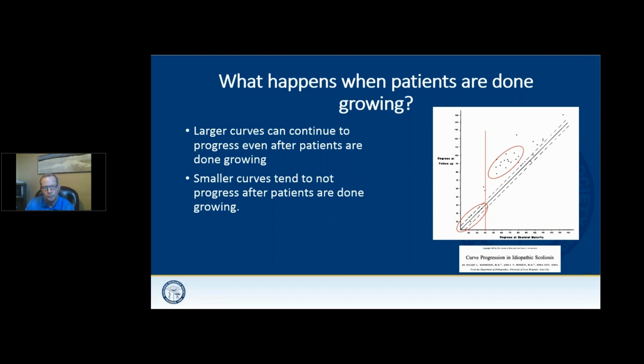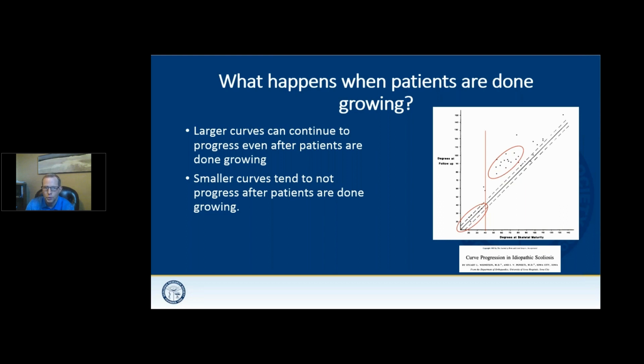And we don't know exactly why this happens, but it's possible that in the larger curves, after patients are done growing, there's still the effect of gravity, and we're able to resist that at the lower curves, but we can't overcome it at the larger curves. So basically, larger curves can progress after patients are done growing, but smaller curves tend not to progress after patients are done growing.